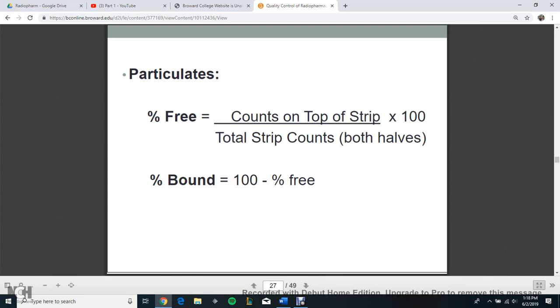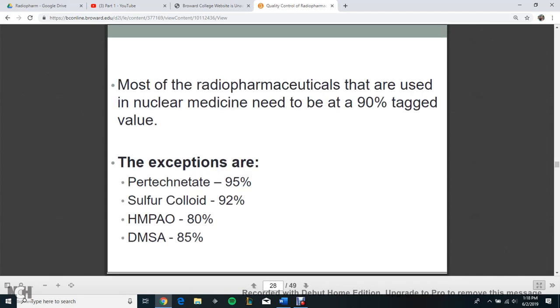For particulates, the percent free is equal to counts on top of the strip divided by the total strip counts times 100. Bound is equal to 100% minus the free.